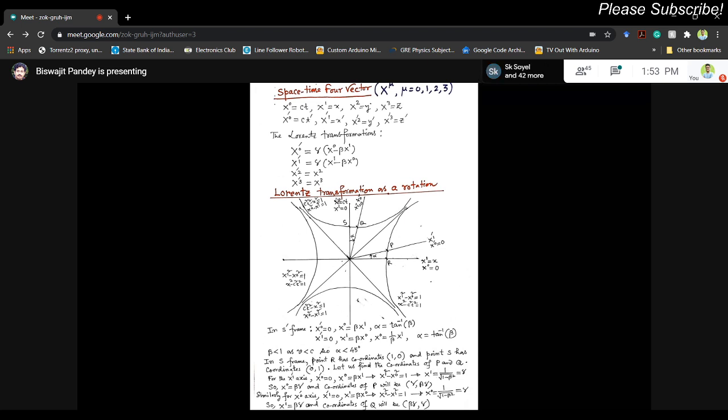And what else should I mention here? These two points are the unit of space and time in the prime frame, and you are measuring space and time in that frame using these units. So obviously your conclusion is going to be different than the person who is at rest in the S frame. Fine. Do you have any question on this? If you have any question, please ask.